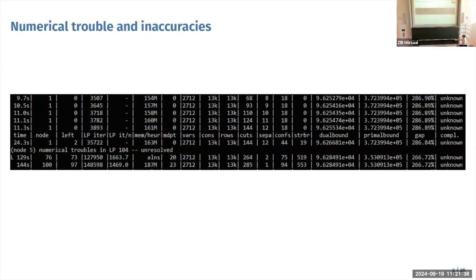You look at the log and at some point you become a bit scared because it says numerical troubles in LP unresolved. So what do I do with the result of my MIP solver? I can assure you SCIP can handle this, right? If it continues, then it has not made any wrong decisions from that. But of course, it's also not good for performance if something like this happens.